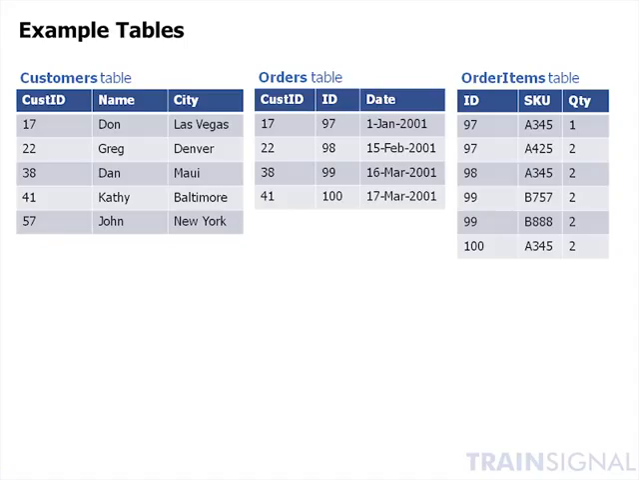Now, this can get complicated, so I'll try and go slowly, but make sure that you're kind of following along as we go. We're starting with three distinct tables: the customers table, the orders table, and the order items table. You'll notice that each of these has an ID. The customers table uses the cust ID column to uniquely identify each customer. The orders table has an ID column to uniquely identify each order. And the order items table has an ID column to uniquely identify each item that is part of an order.